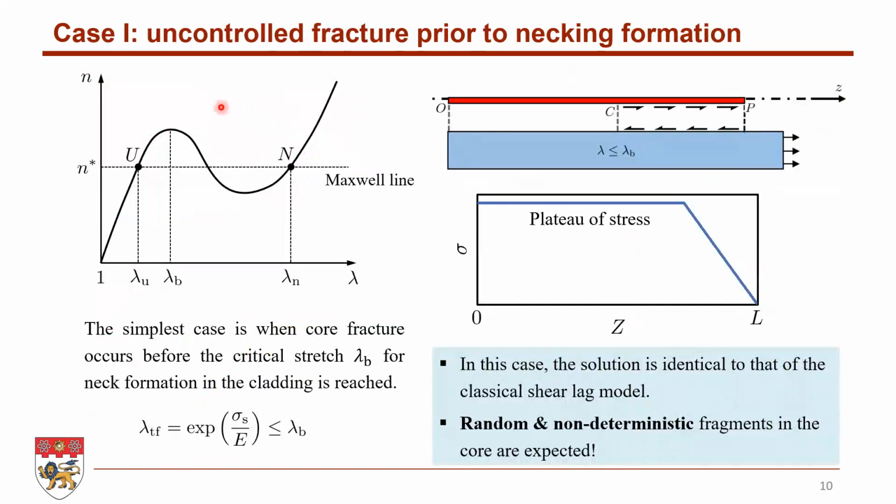In our analysis, we have three cases for the core cladding system. Case one happens when the failure stretch of the core is smaller than or equal to lambda b, which corresponds to this local maximum in this stress stretch plot. In this case, the solution is identical to that of the classical shear lag model. We can see there is a stress plateau here in the middle part of the core. So that means random fragments can be expected in the core.